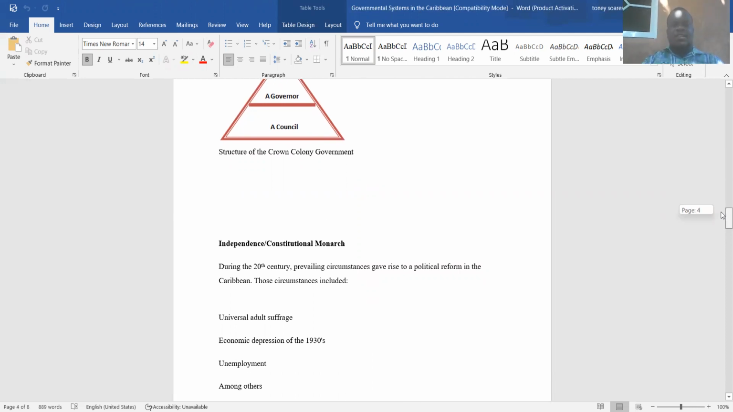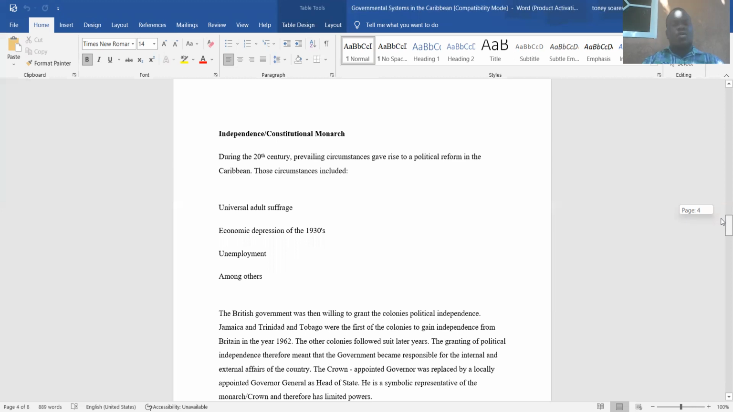Then persons wanted their independence. So countries, why do I keep saying persons, I mean to say countries, wanted their independence. So they moved on to constitutional monarchy, right? This is a system where the countries or former colonies became independent. So they wanted to run and direct their own affairs as a country without interference from the crown.